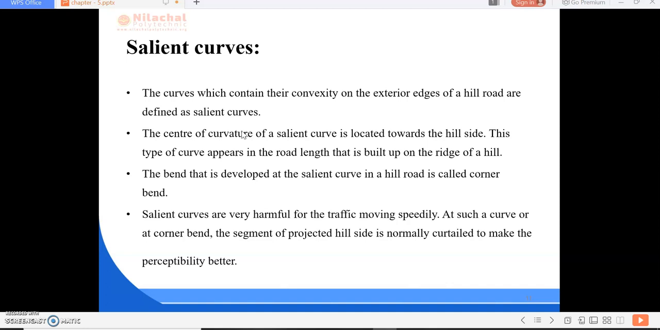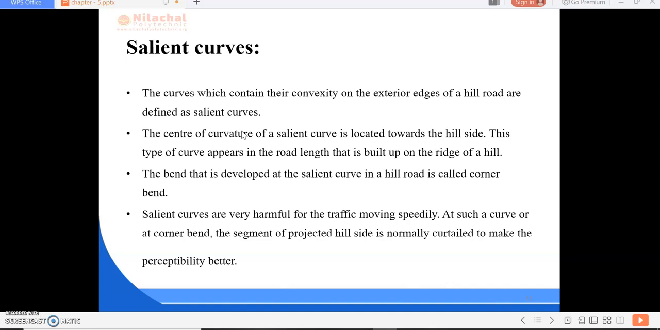Salient curves are very harmful for traffic moving speedily. At such a curve or at a corner bend, the segment of projected hillside is normally cut to make the visibility better. So, this curve has convexity in the outer edge of the hill road, okay, or the exterior edge of the hill road. The center of curvature of these curves is towards the hill. The bend so formed at the salient curve is known as a corner bend.